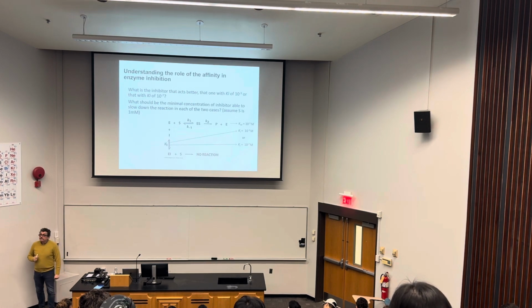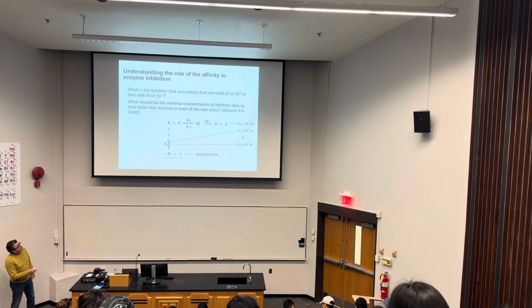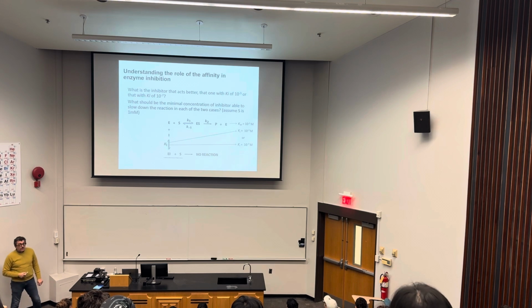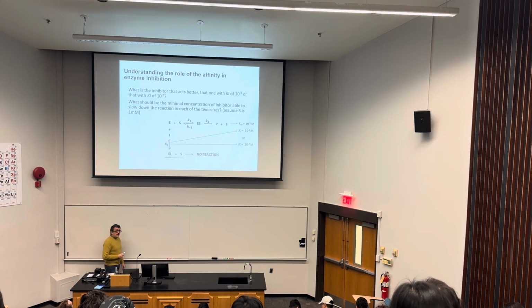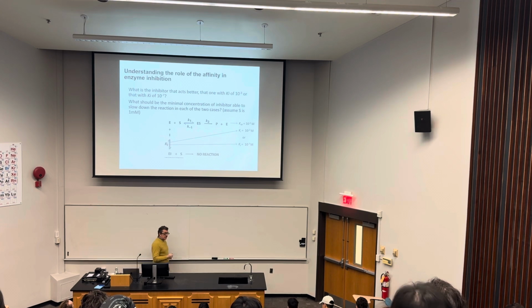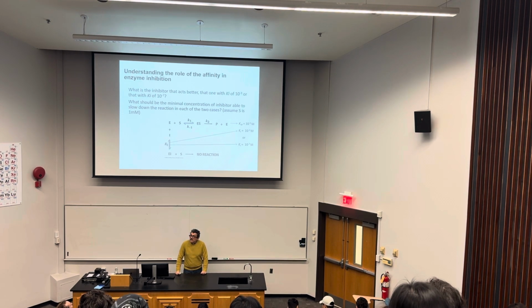Quick example. We just put some numbers for Ki. There are two examples. Km here is 10 to the power of minus 5, and the Ki is either 10 to the power of minus 3 molar or 10 to the power of minus 7 molar. Which one of the two potential types of inhibitor is more dangerous? The one that has 10 to the power of minus 3, or the one that has 10 to the power of minus 7 as Ki?